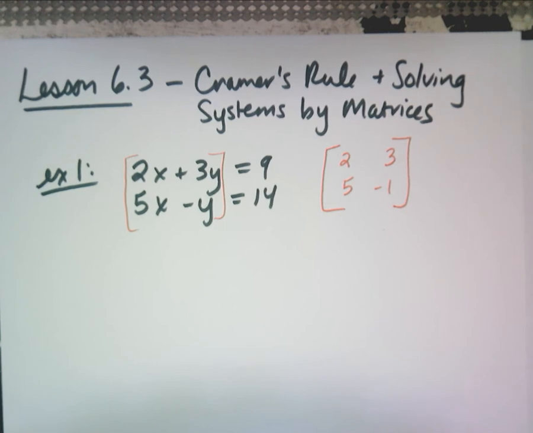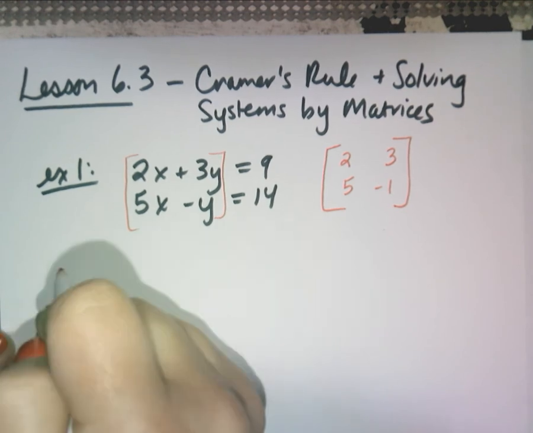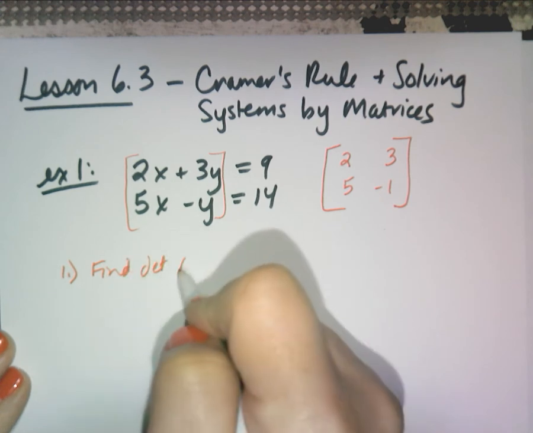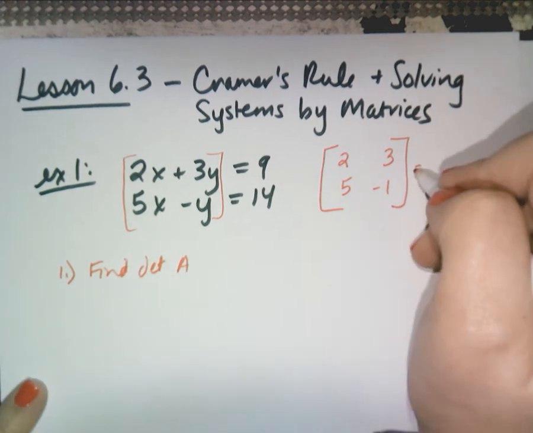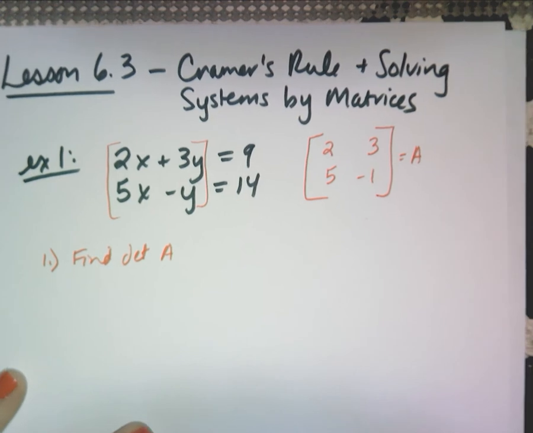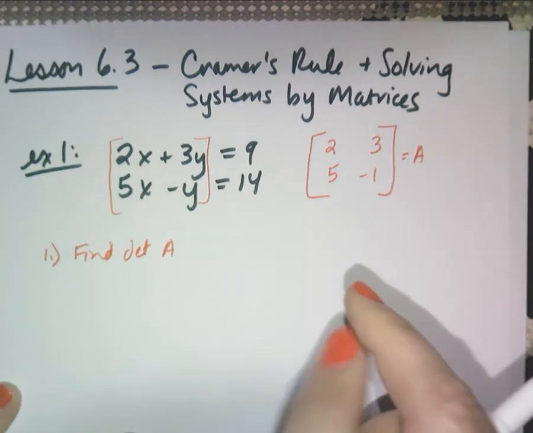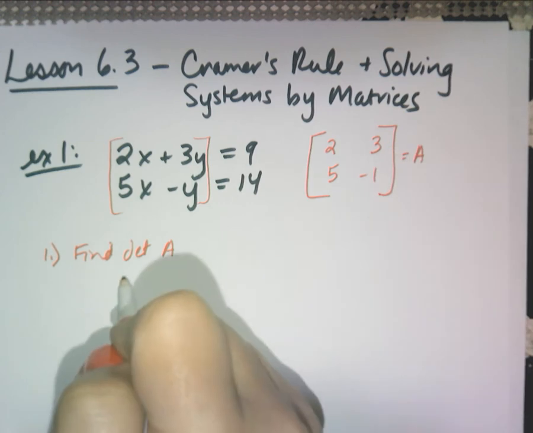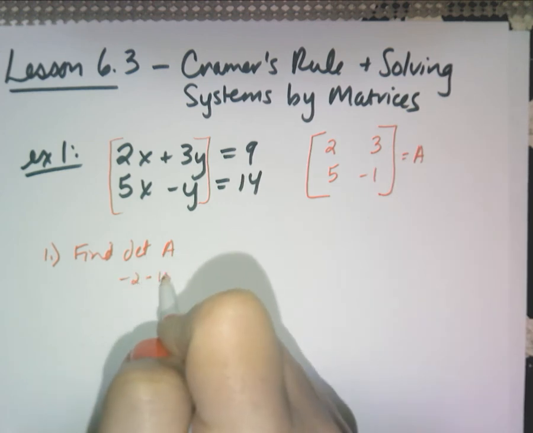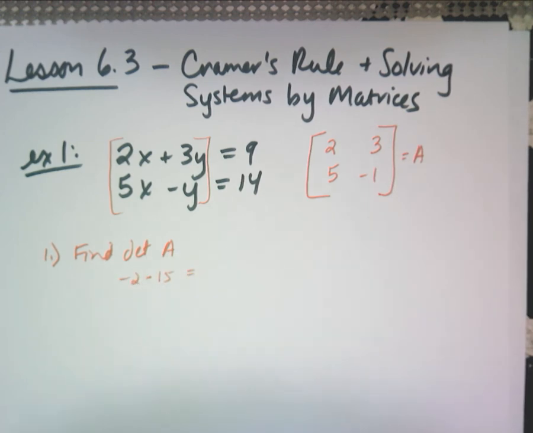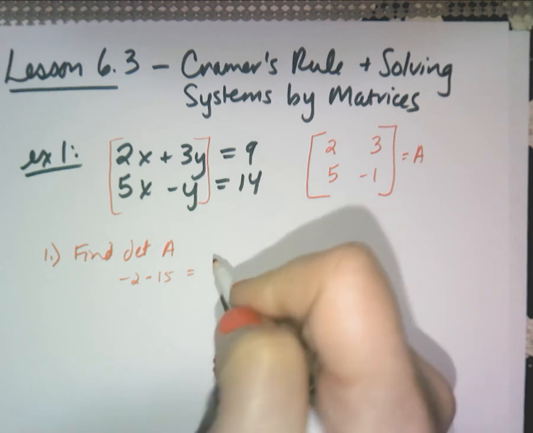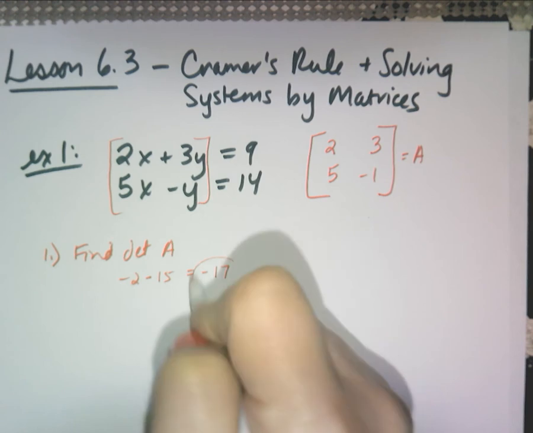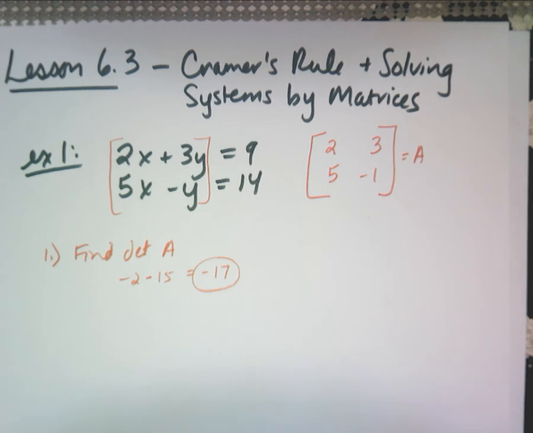And this is the first thing you have to do: you just find the determinant of A, just like you normally would. Okay. Call this A. And since it's a 2 by 2, this is super easy. So you would just do crisscross. What's that? -2 minus 15, which is -17. All right. Keep that in your little brain there for a second.